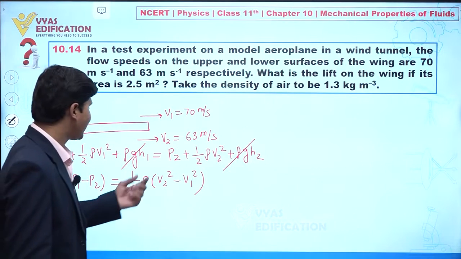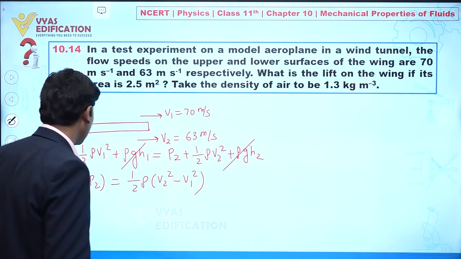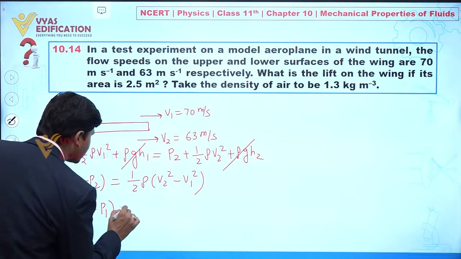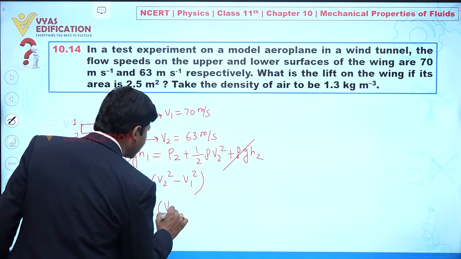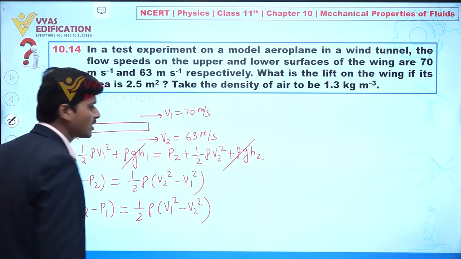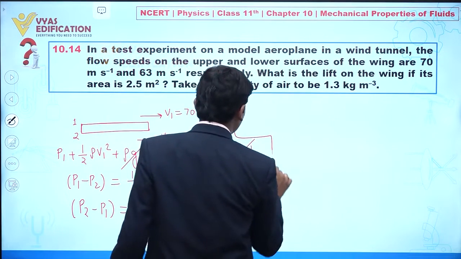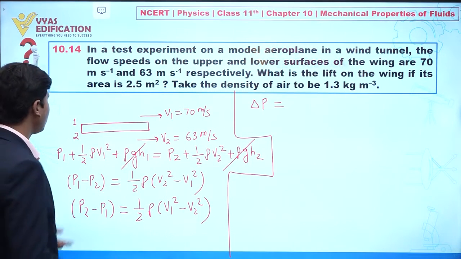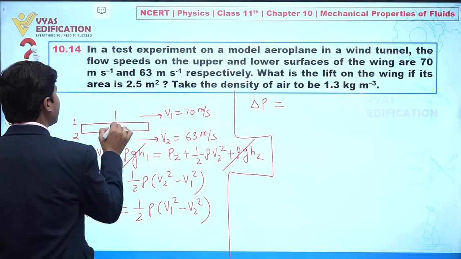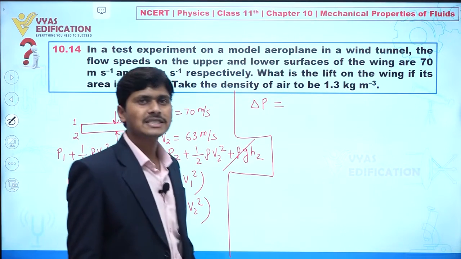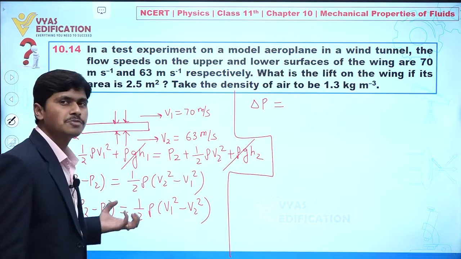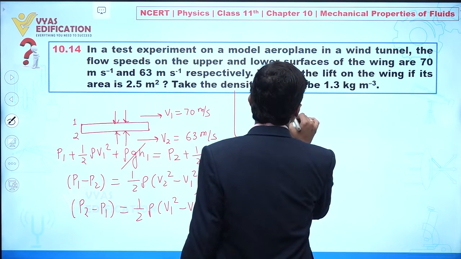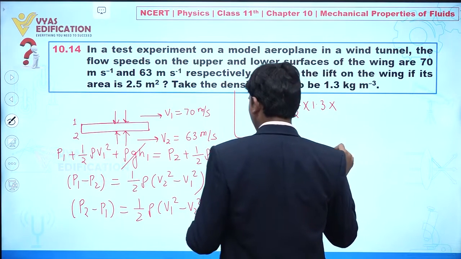Now from here you can see V1 is greater than V2. It means definitely P1 minus P2 is negative. So P2 minus P1 is given by 1 by 2 rho times V1 square minus V2 square. Now I can put in all the values. Definitely pressure is more on surface number 2 compared to surface number 1. Whenever we have a pressure difference, due to this pressure difference this aeroplane takes off.